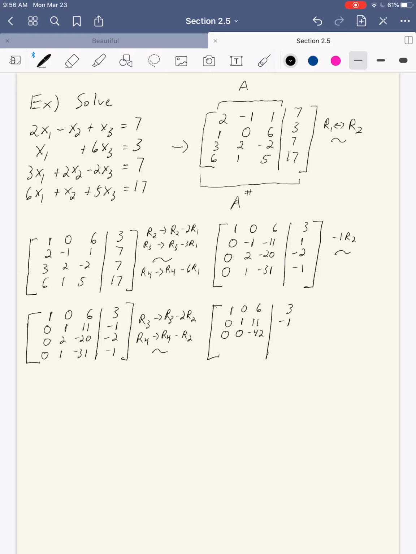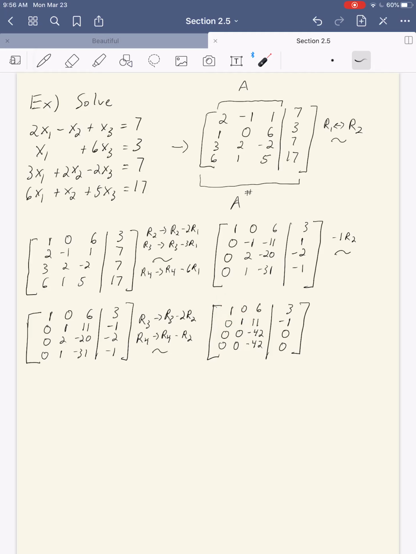And then negative 2 plus 2, so that sounds like 0. And then we get R4 minus R2, so that'll give us 0, 0, negative 31 minus 11. So that's also negative 42. And then negative 1 plus 1, that's going to be 0 there. All right. Things are looking pretty good there, right? We've got a couple leading ones. We've got zeros under everything there.